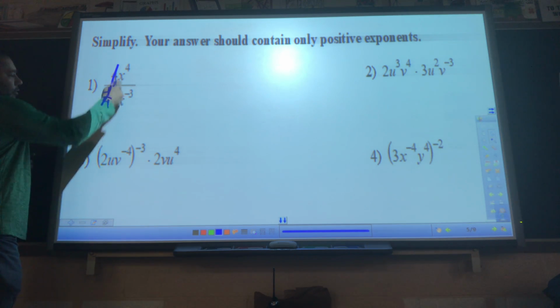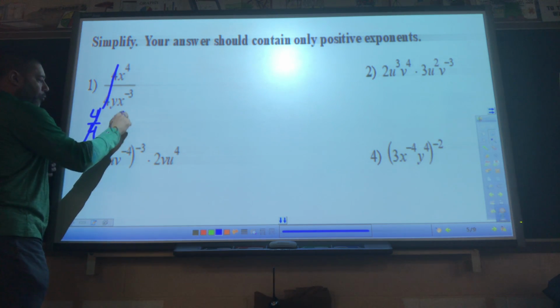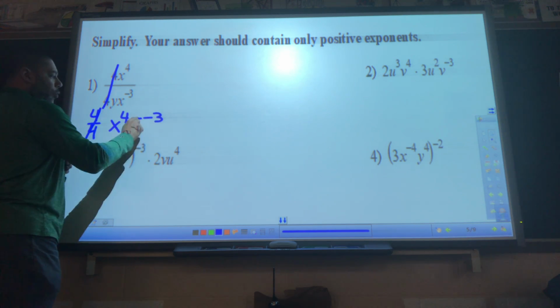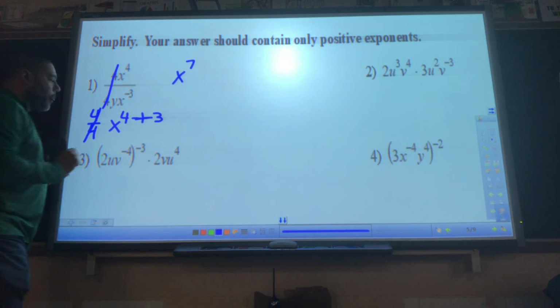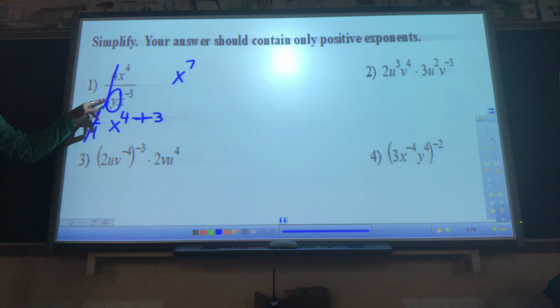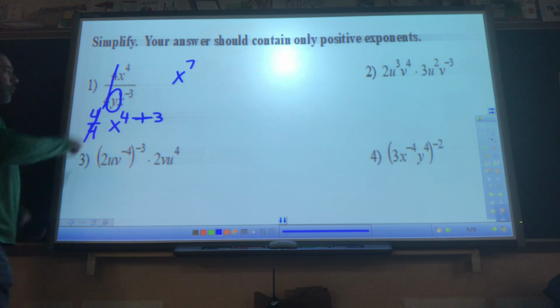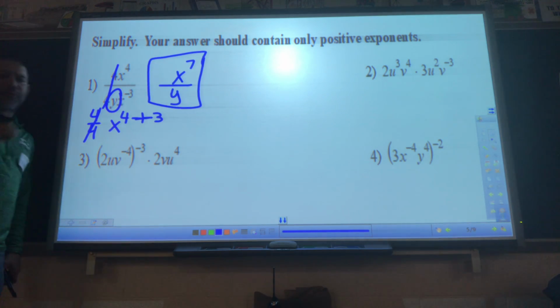Now, my x's are being divided. I need to subtract those exponents. So my subtraction problem would be 4 minus negative 3. Well, minus a negative turns into plus, so I get x to the 7th power. The tricky part here is with the y. Okay, the y doesn't have a buddy to divide with. But I got to think, do I need to move it or do I leave them alone? This particular y has a positive exponent, an exponent of 1. So since it is a positive exponent, I'm going to leave it wherever it happens to be in my fraction. Okay, and this would be my final answer.